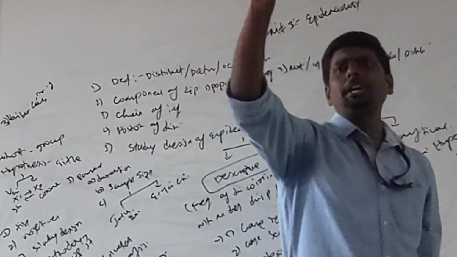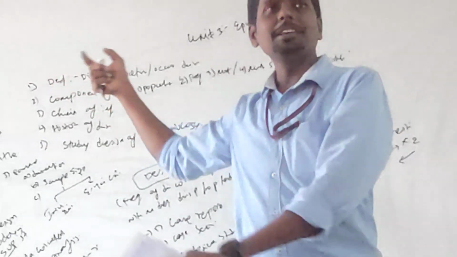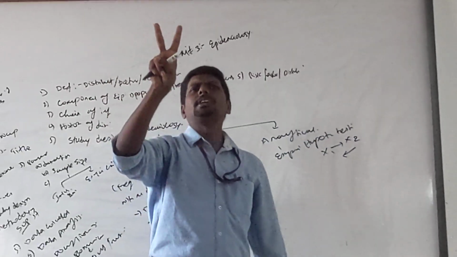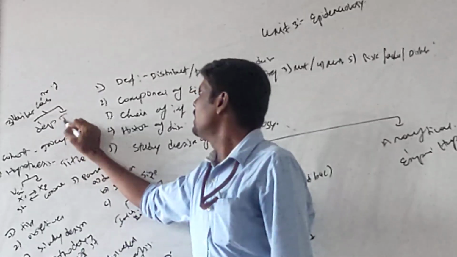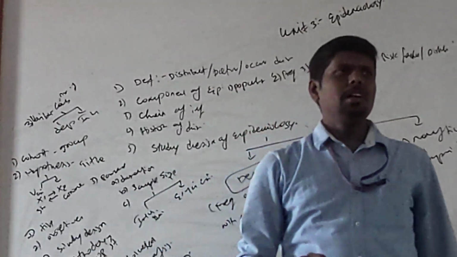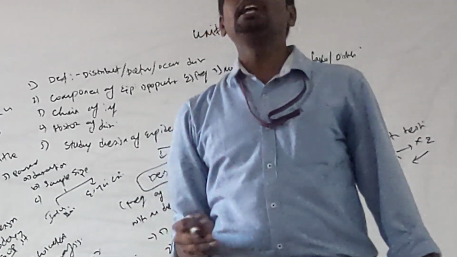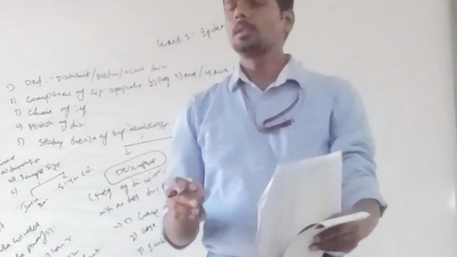Variables are of two types. Sorry, I didn't say it in the beginning, now I'm telling. Keep in mind, variables are of two types: dependent variable and independent variable. What do you mean by dependent and independent variable?